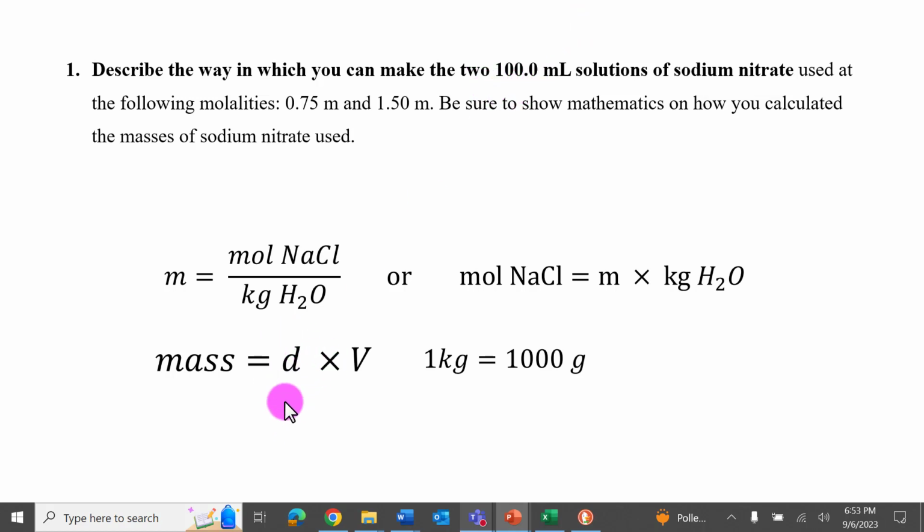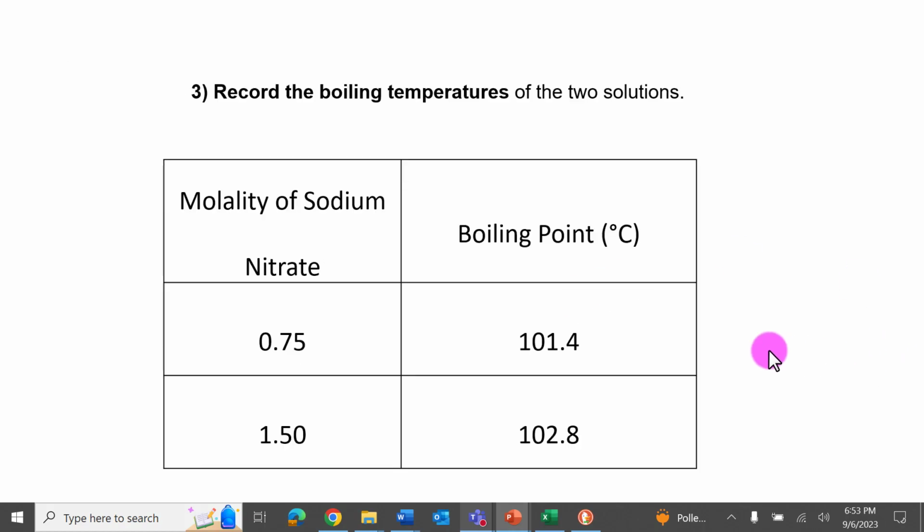The density is assumed the same, so 1 gram per mil. The molality is 0.75 or 1.5. And then the molar mass is going to be the mass of NaNO3 instead of NaCl. Then, if you were to do this in the laboratory, you would actually measure the boiling temperatures of these two solutions with 0.75 molal and 1.5 molals. But since you're not, we're giving you these boiling points in degrees Celsius.